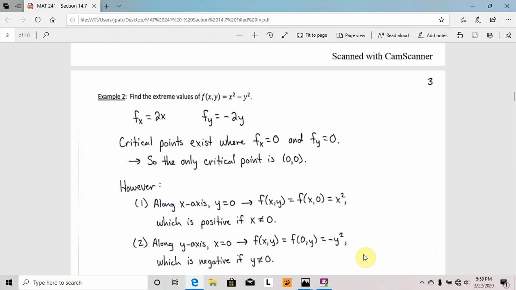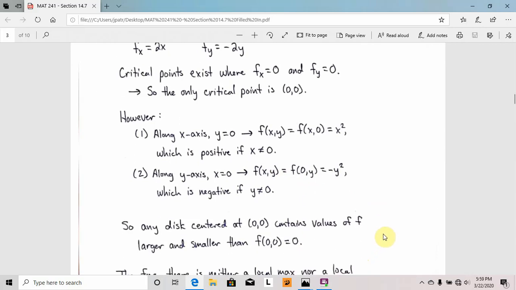But then what if you go the other way? You go along the other axis. If you go along the y-axis, x is 0, so then f of xy would reduce to f of 0y, and that's negative y squared, but that's going to be negative as long as y is non-zero. So what does that mean? Well, that would mean that any disk centered at the origin would have to contain values of f that are larger than 0 and smaller than 0. So that means that the origin is not the location of a local max or a local min. So what is it?